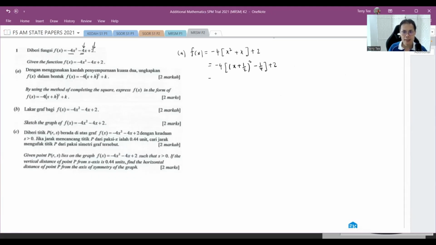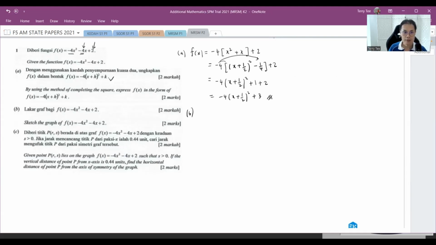Now, next, you take this negative 4 and you multiply inside. So it's minus 4, x plus half, squared. And the negative 4, when you multiply inside here, it will give us minus 1 plus 2. The minus, by the way, will give us a plus. Minus 4 times minus 1 over 4 is a plus. Then it's going to be a plus 1 plus 2. This is going to give us negative 4 times x plus 1 over 2 squared, plus 3. There you go. We have expressed it in this form.